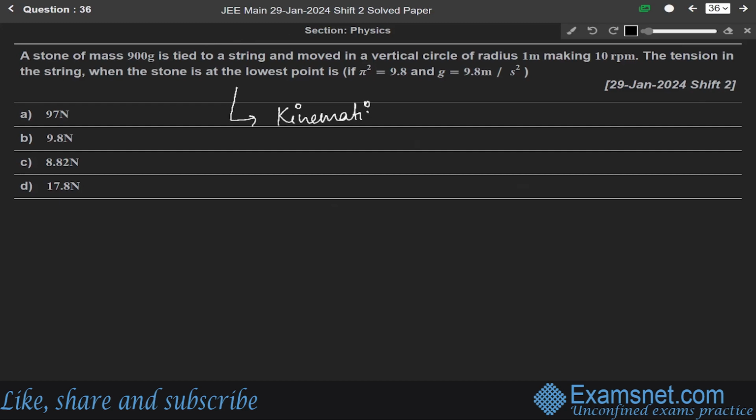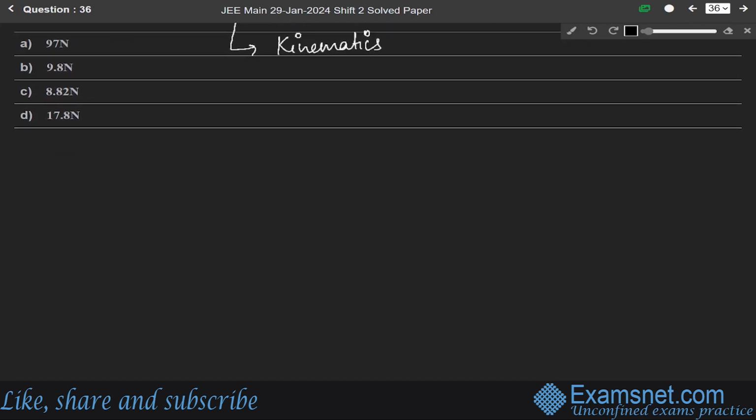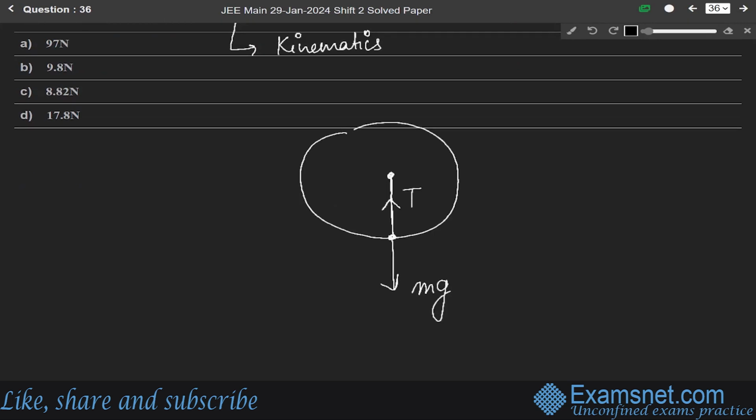Now, solving this question, suppose this is a circle, a vertical circle, and a stone of mass 900 gram is tied to a string and it is moved vertically in a circle. So let us say this stone is tied here. The gravitational force is acting in the downward direction and the tension force is acting in the upward direction, and a centripetal force is acting in this direction.